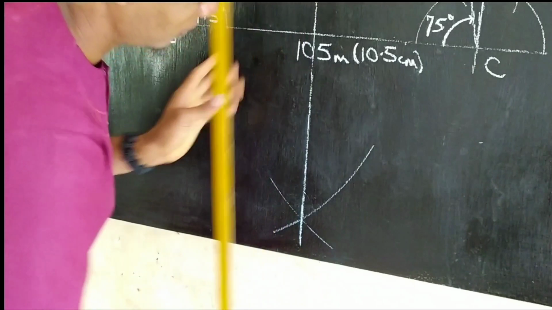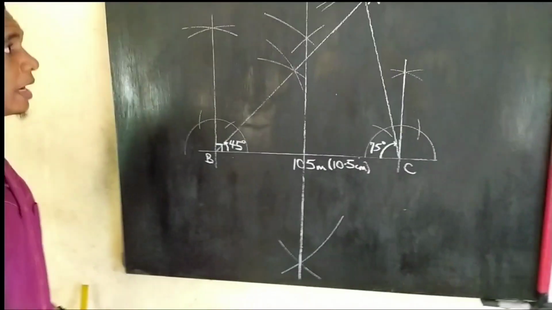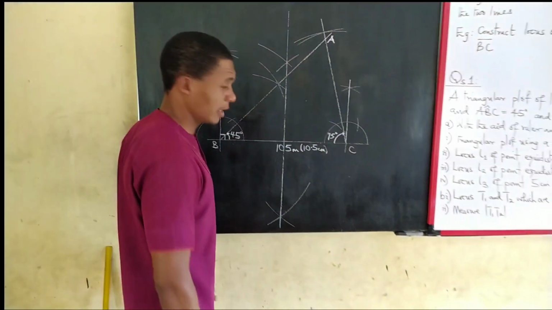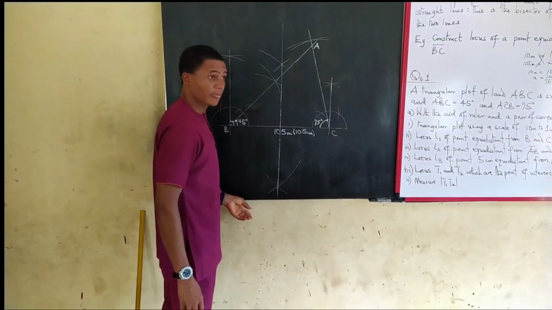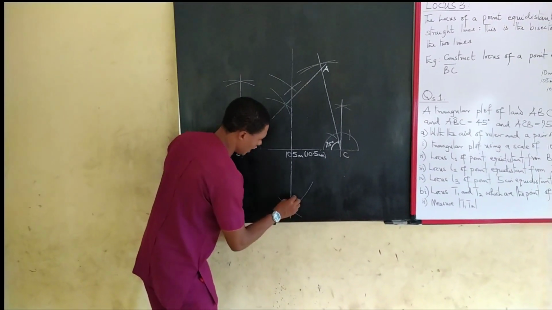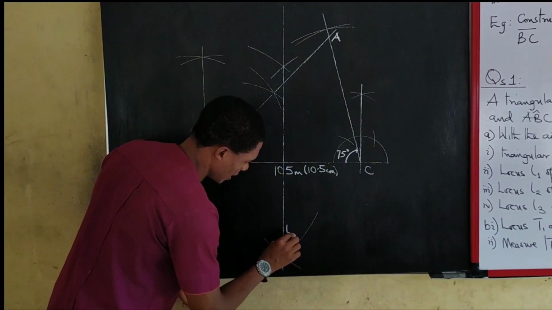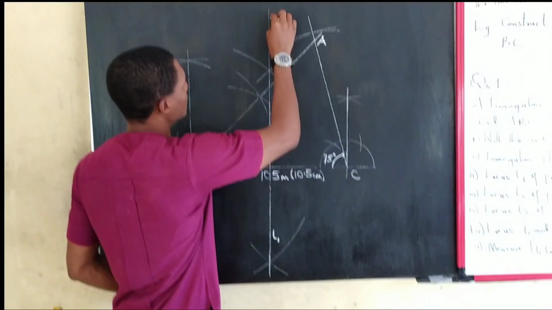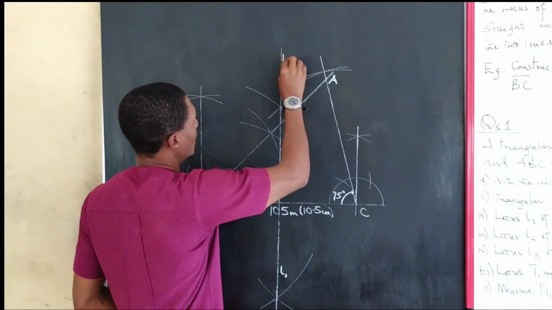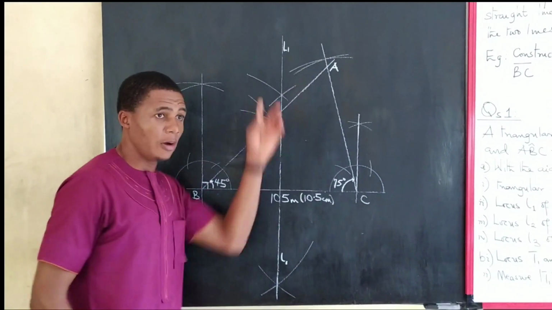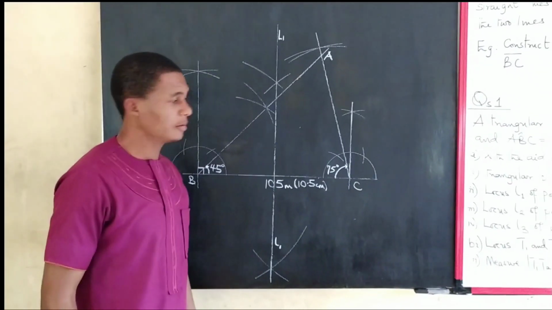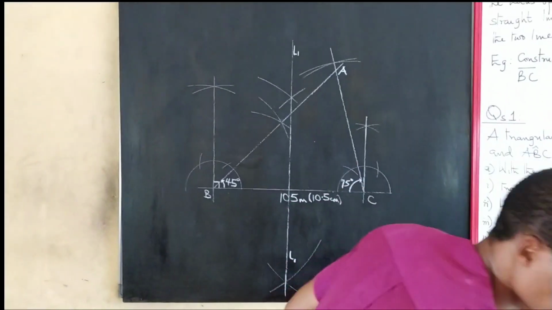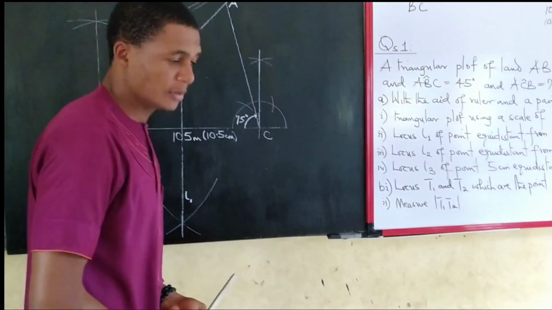Alright. So now I've got my locus 1. So what do you do? You label. Okay? So here is another one. Then come up here and label L1. Up and down. Okay? Now, what is the next one there? What is the next one there?